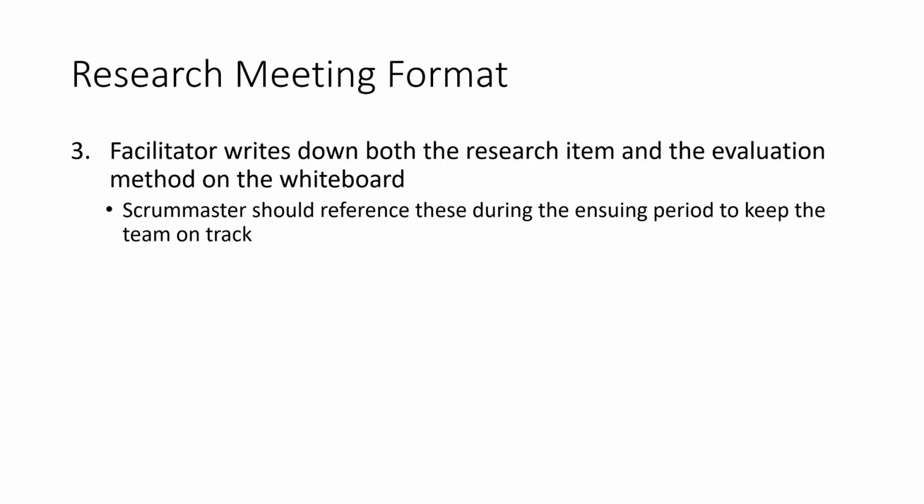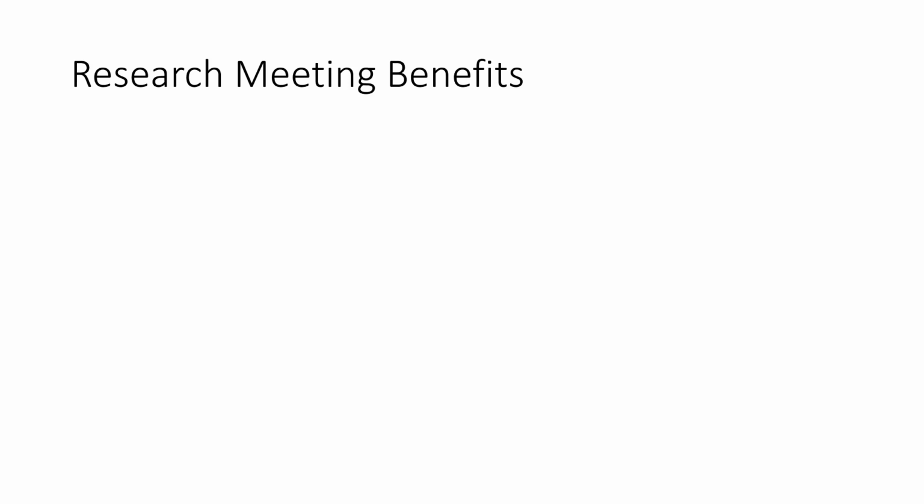Research meeting format, number 3. The facilitator writes down both the research item, what we decided to do, and the evaluation method, how we're going to evaluate it, on the whiteboard. This needs to be publicly available to everybody: this is what we're doing and this is how we're going to evaluate it. And then someone, typically the Scrum Master, is on the hook, not for us doing that research item, but for reminding us that we said we were going to do that research item. So that's the basic format.